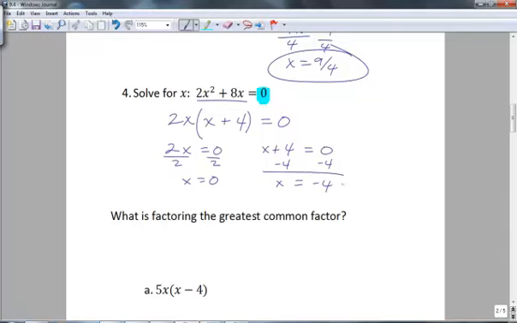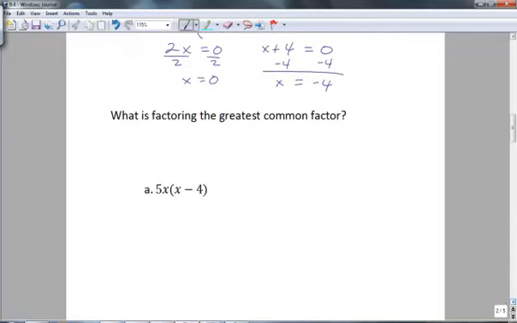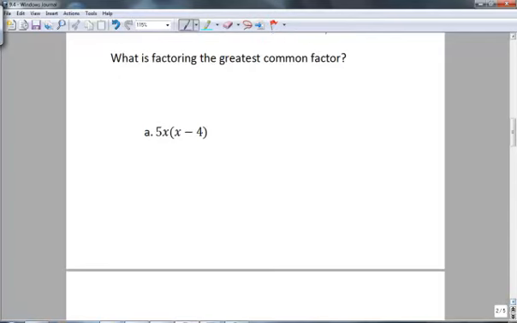I want to talk to you a little bit more about factoring. So let's talk about what factoring the greatest common factor actually is. Like I said before, I like to think of it as the undistributive property. That's not really an official math term, or you could think of it as the reverse distributive property. Something like that.